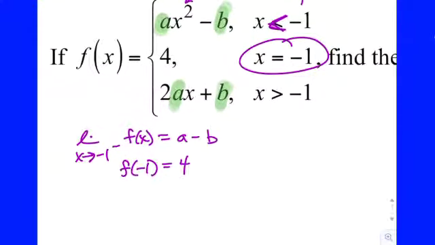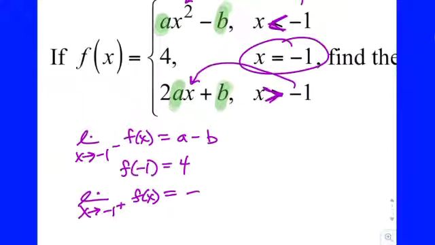And now the road going out to the right, writing it down correctly, that's the limit as x goes to negative 1 from the right. Right of negative 1 is greater than negative 1. That's the bottom piece. So again, by direct substitution for x, we get negative 2a plus b.